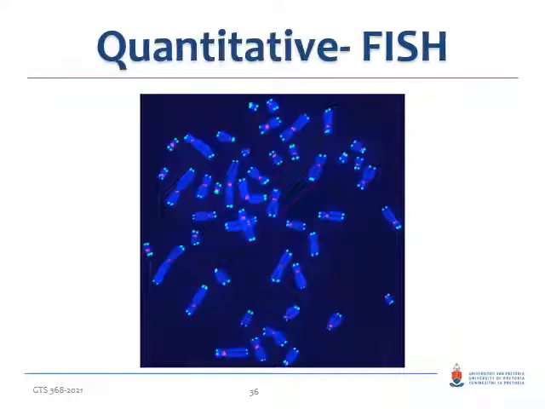In the case of quantitative FISH, PNA, peptide nucleic acid oligonucleotides are used to target sequences, such as in this case of a subtelomeric probe, where it actually targets the telomere, to determine the telomere length.